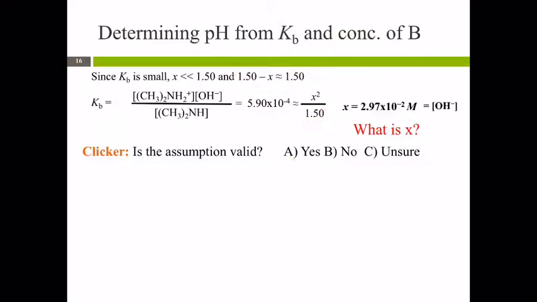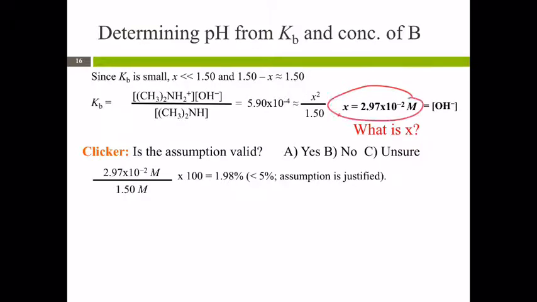If you haven't done that, remember that's a requirement for any time we're doing all this. So when I check the assumption, I compared x, which is our value here, to 1.50 by saying, well, what percentage of 1.50 is our x? If we multiply by 100, we get a percentage, and I get 1.98%. And so, yes, the assumption is valid because that ionization is less than 5%.